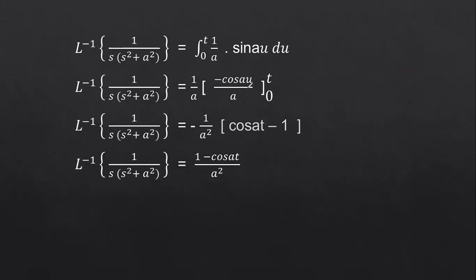Apply the upper and lower limits to this function, wherever you have u. This a is taken outside, so you get 1 by a square, and the minus term is also taken outside: minus 1 by a square. If you substitute the upper limit, you get cos a t, minus the lower limit, cos a into 0, that is cos 0, whose value is 1. So you get cos a t minus 1. If you multiply the minus term internally, these two terms get interchanged, and you get 1 minus cos at by a square.